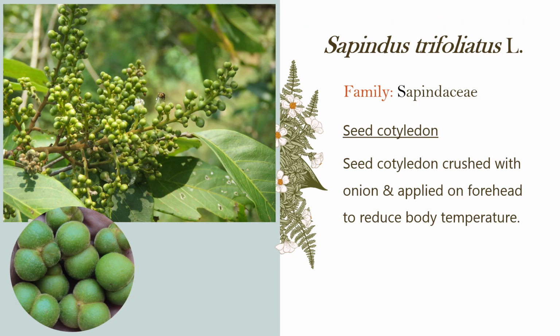So here this is Sapindus trifoliatus, and this comes under the family Sapindaceae. Here the seed cotyledon is used. So the seed cotyledon, when it is crushed with onion and applied on the forehead, it reduces the body temperature.